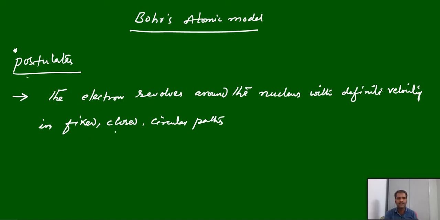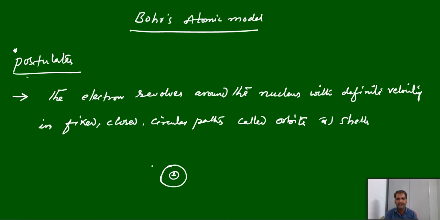So what is very important is that it is a fixed, closed and circular path, and according to Bohr these circular paths are called orbits, or we can call them shells. Means what? Electrons revolve around the nucleus in an atom in a fixed orbit, with the orbit being a closed and circular path. Like this. Let us assume this is the nucleus. Around this the electron can revolve with a definite, fixed velocity, in a closed manner and circular path, in a fixed orbit.